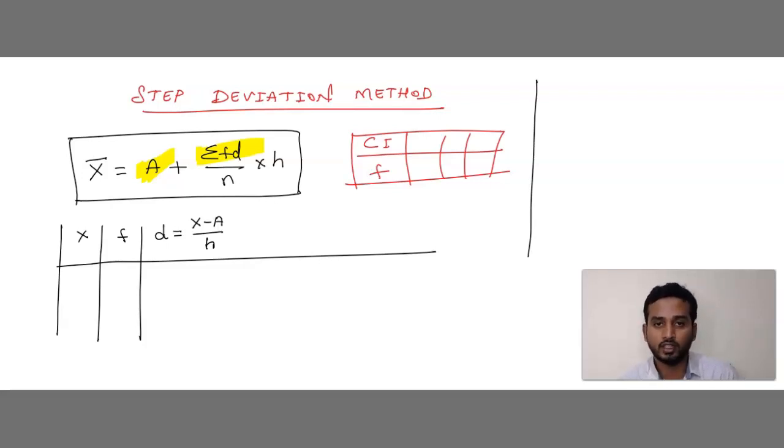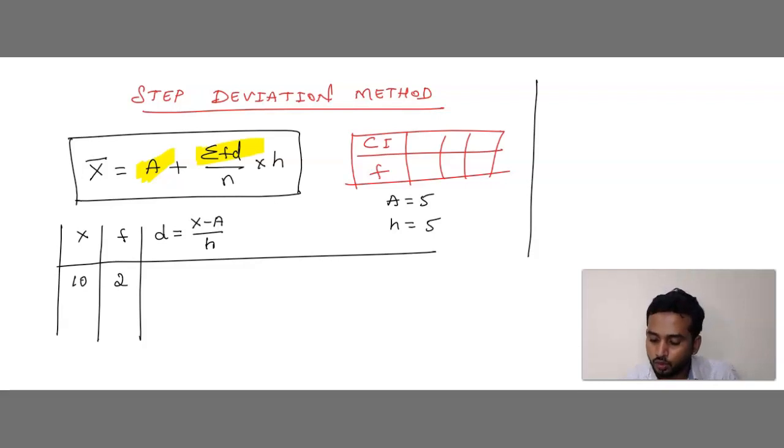h means the size of the class interval. h is nothing but the size of the class interval. Later I will tell you how to find h also. Okay. Now for an example, let me say this is 5 and this is 2. Let me take the assumed mean a as 5, and let me take some numbers as 10 and here as 2, and h is 5. Let me take a also 5, h also 5.